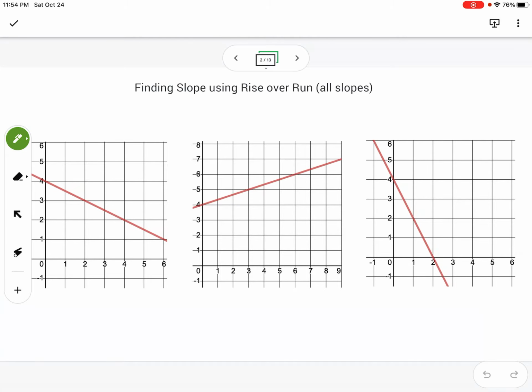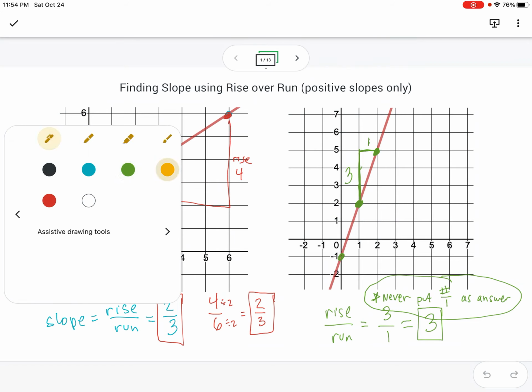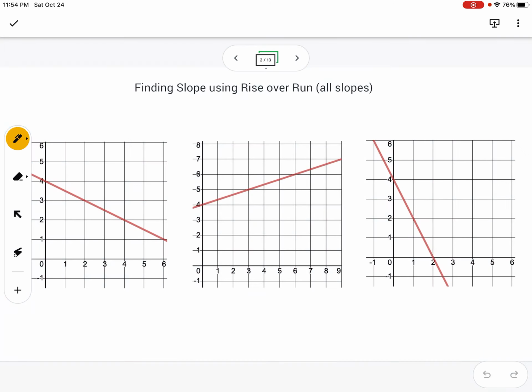In the previous video, we only saw slopes that were positive, right? You can see just by looking at these lines, when we read from left to right, they're going up. So this is a positive slope. This is a positive slope, okay? So I did positive only in the last video. But let's now take a look at some of the other possibilities.